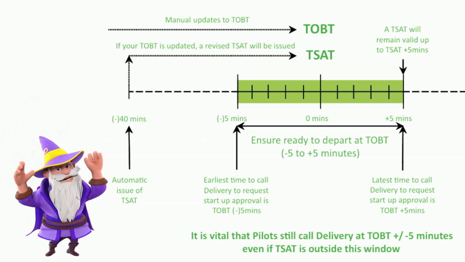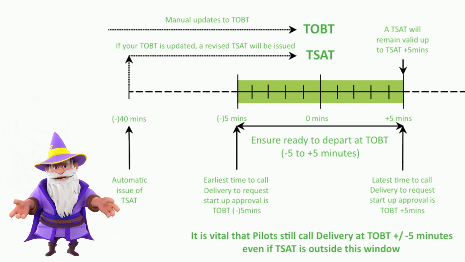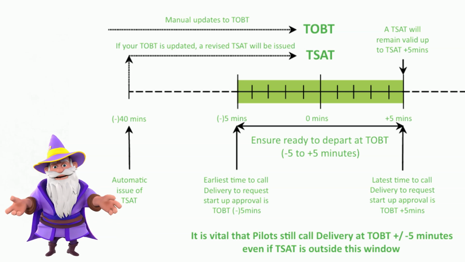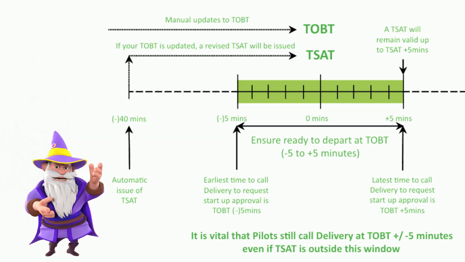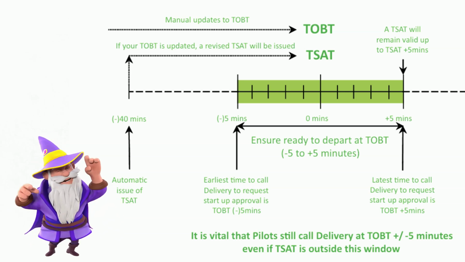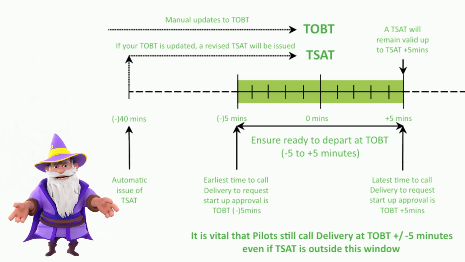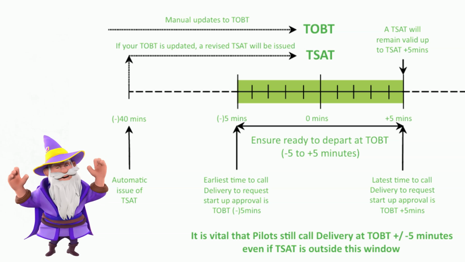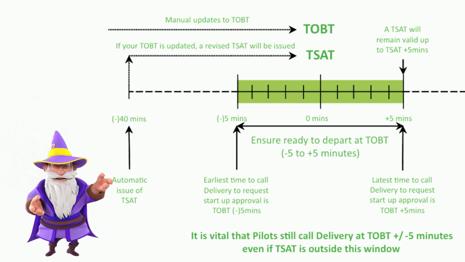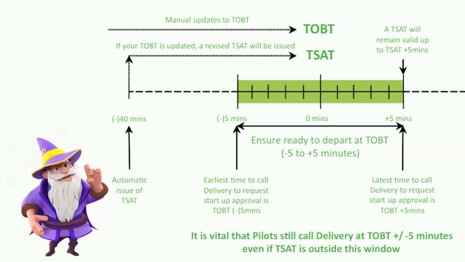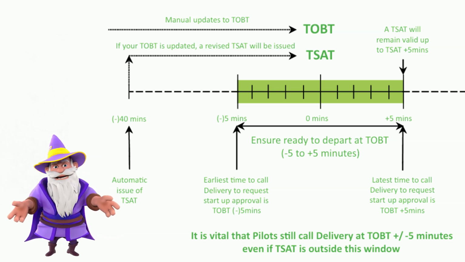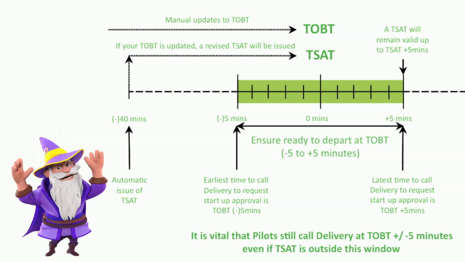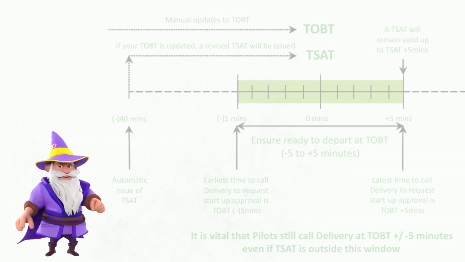If you miss your TSAT, notify ATC immediately. Depending on the situation, they may issue a new TSAT or resequence your flight. In case you miss your TSAT, be aware that in some airports, your flight dispatcher may have the possibility to update your TOBT by himself. So a new TSAT will be generated for your flight. So always keep open communication with them to better coordinate the situation.